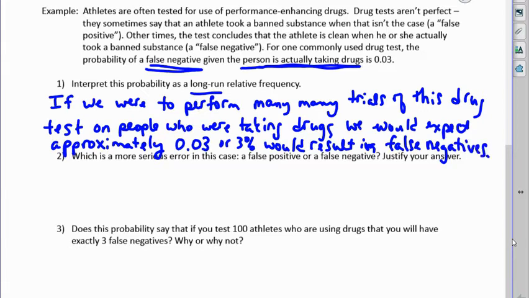Okay. What is the more serious error in this case? Would you rather get a false positive or a false negative? So let's think that through.